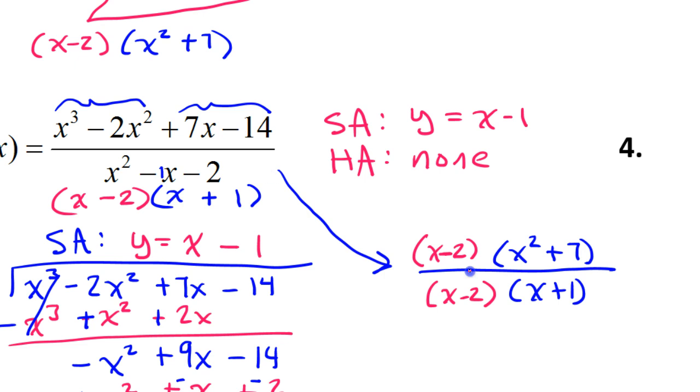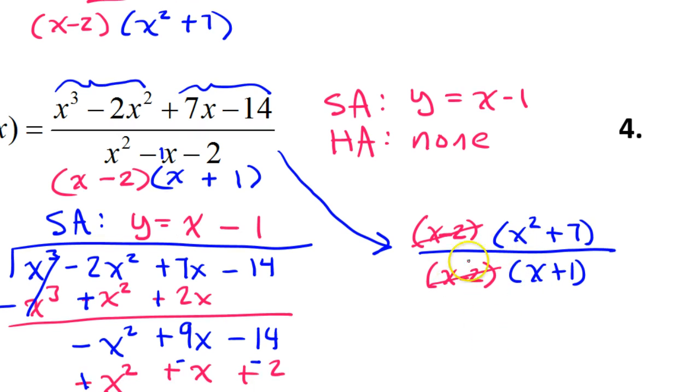Okay, so we factored the numerator and we factored the denominator. So in this factored form, we would normally think that there would be two vertical asymptotes. But as you can see, the factor of x minus 2 is going to cancel out. When a factor cancels like that, that's where you get holes from.